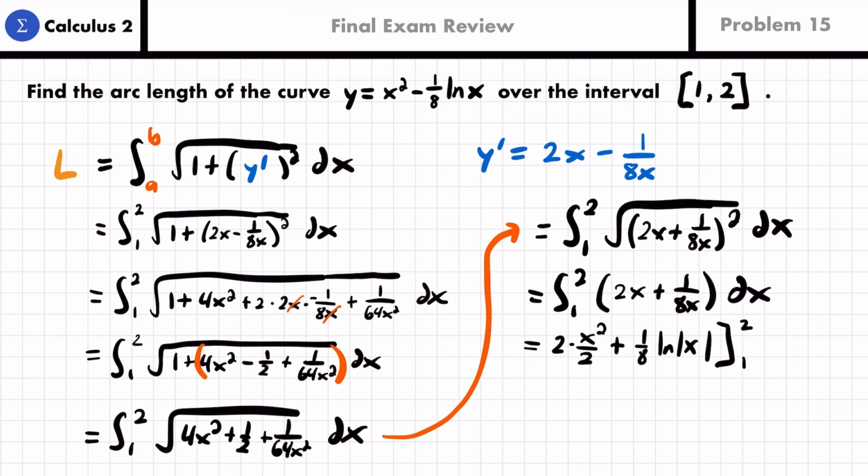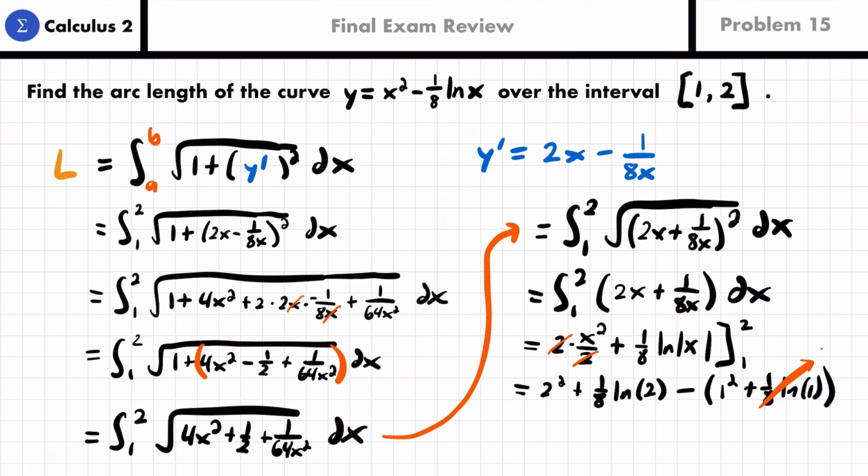Okay, so then as I pointed out, these 2's will cancel out, but then you want to evaluate this expression at 2 and subtract the evaluation at 1. So plugging in 2, we get 2 squared plus 1/8 times the natural log of 2. No need for the absolute value bars because 2 is positive. Same thing with 1. If we plug that in, we will be subtracting 1 squared plus 1/8 times the natural log of 1. And this is interesting because the natural log of 1 is equal to 0.